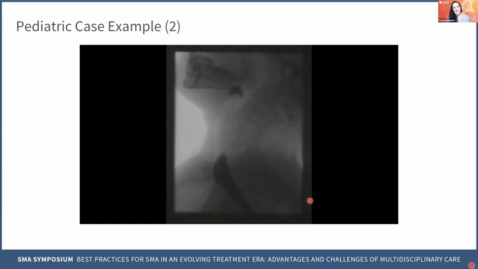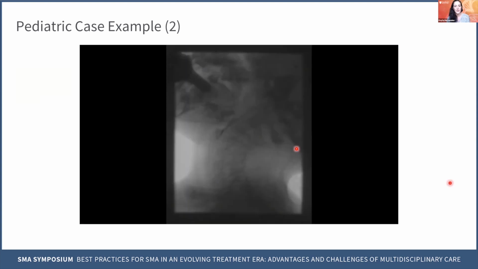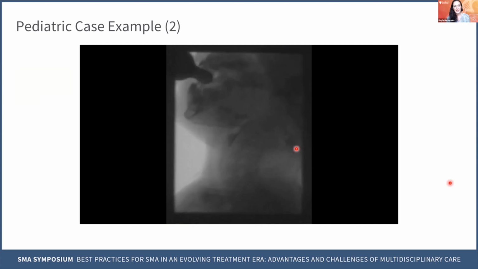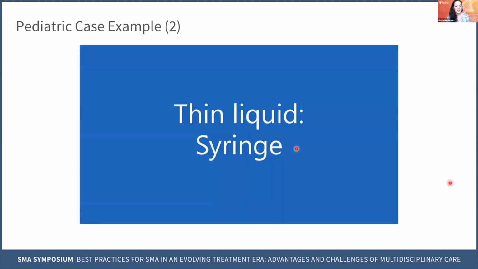You can see he has some pharyngeal residue, but is able to clear most of it with a secondary swallow. We wanted to look at thin liquids from a bottle, but he never really engaged in a great sucking pattern, which was similar to how he was presenting clinically. So we moved on pretty quickly from that.